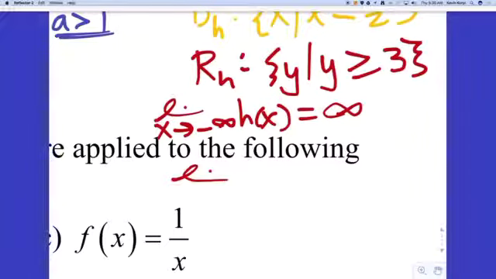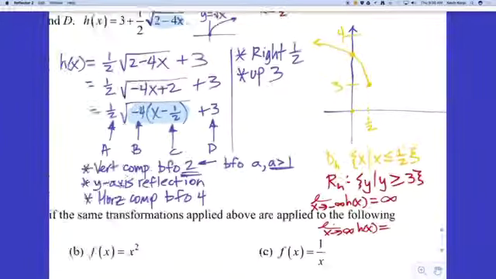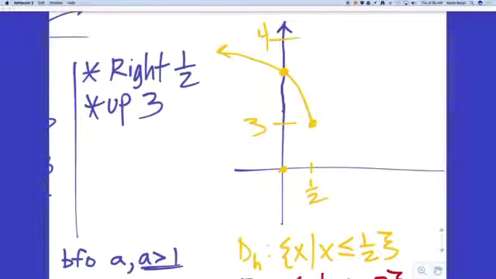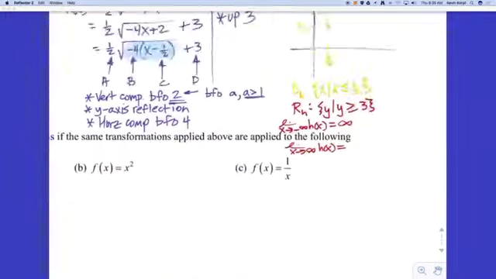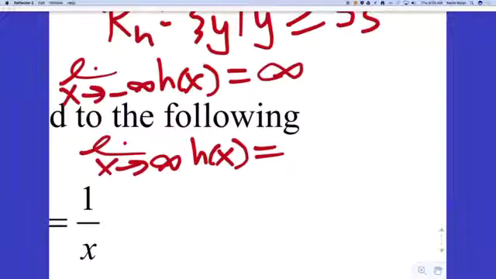What is the limit as x goes to positive infinity? Does this graph even have right-hand behavior? Does the graph live out here at infinity? Nope, it doesn't live to the right of 1/2. And 1/2, by no stretch of the imagination, is infinity. So this one is D and E. The right-hand behavior does not exist.